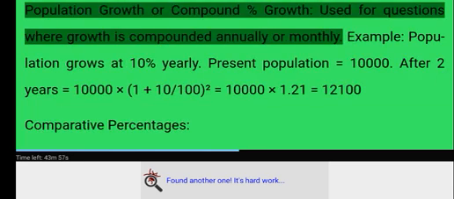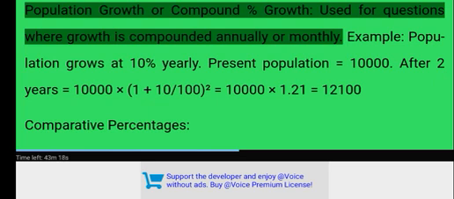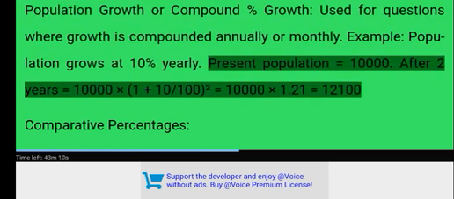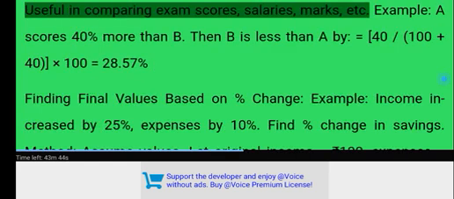Population growth or compound percent growth, used for questions where growth is compounded annually or monthly. Example, population grows at 10% yearly. Present population equals 10,000. After 2 years equals 10,000 times (1 plus 10 hundredths) squared equals 10,000 times 1.21 equals 12,100. Comparative percentages. Useful in comparing exam scores, salaries, marks, etc.